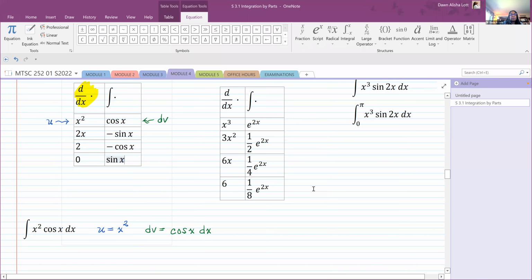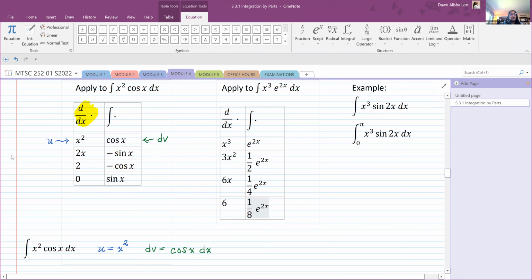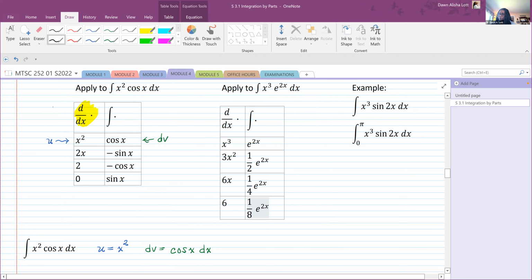Okay. Any questions so far for the rule? I haven't done anything. So on the left-hand side, you place u. On the right-hand side, you place dv. Then you keep differentiating until you get to 0, and you keep integrating along with it.